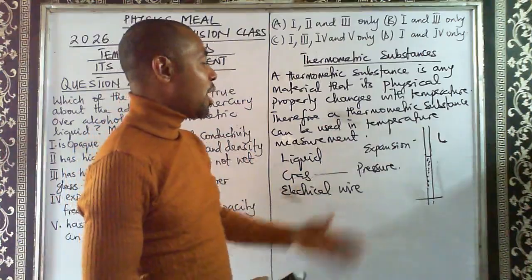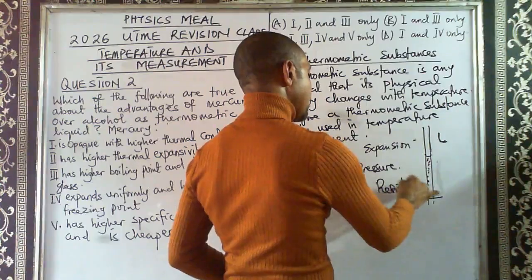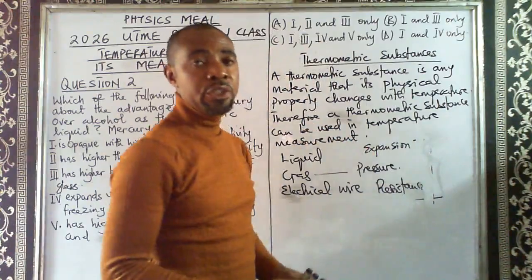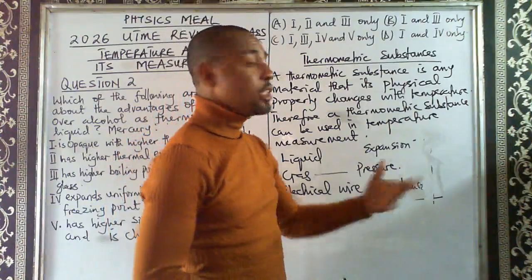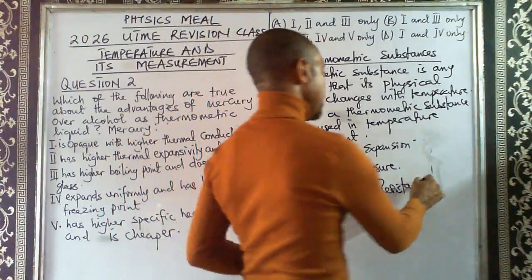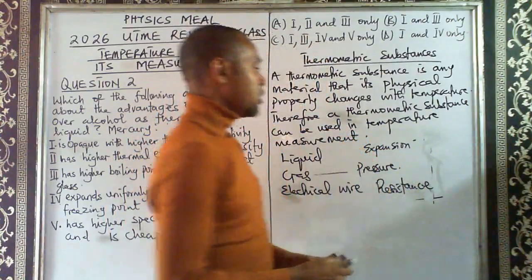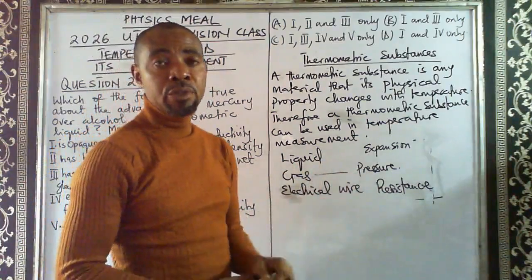Then in electrical wire, the physical property we consider is the resistance of the wire. We know that the resistance of a wire changes when there is a change in what? In temperature. So a change in temperature will bring about a change in the resistance of the wire. So these are the physical properties that we have to consider for these thermometric substances.